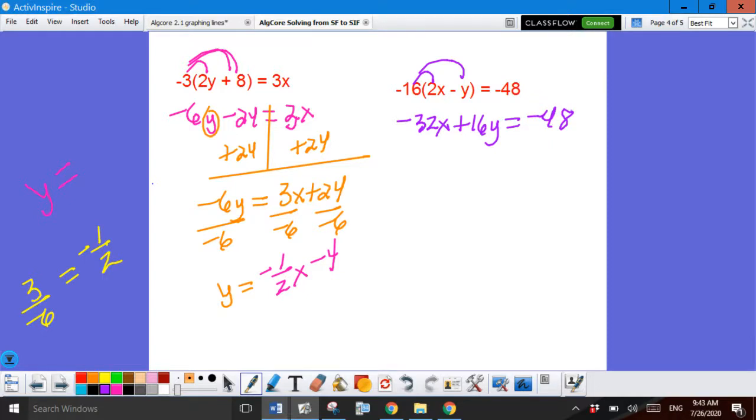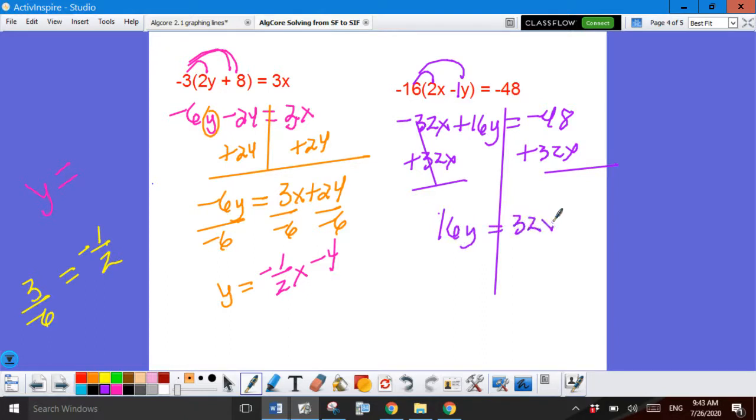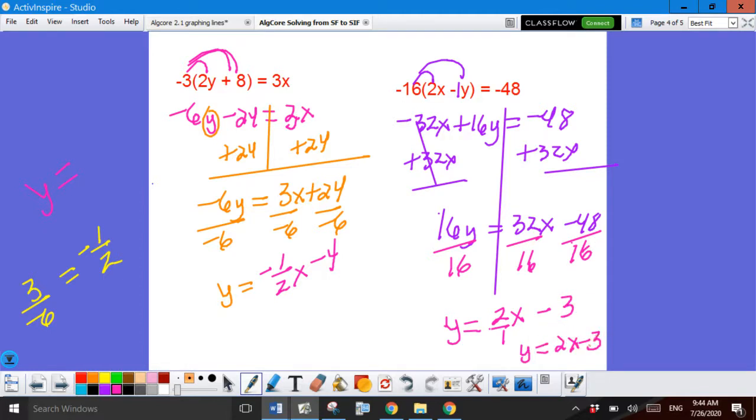All right, so when I distribute, I get negative 32x, a positive 16y, because that's a negative 1, and a negative 48. I'm going to add my 32x. I get 16y equals 32x minus 48. Divide by 16. Y equals 2 over 1x minus, and 48 divided by 16 is going to give me a 3. So this is the same as y equals 2x minus 3.